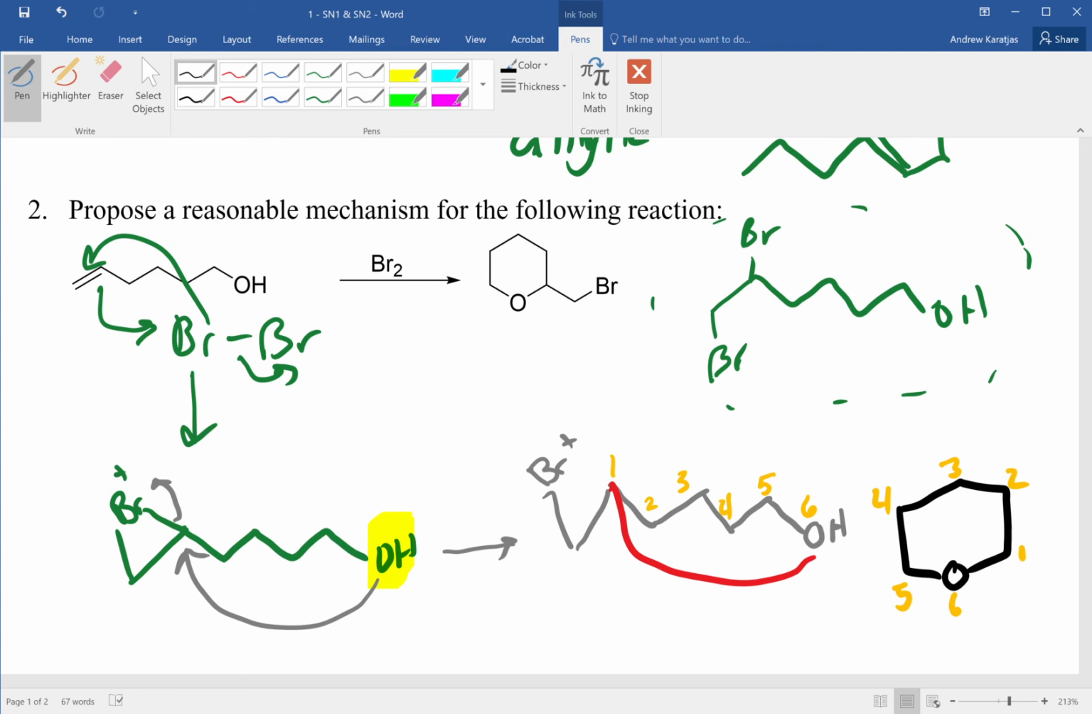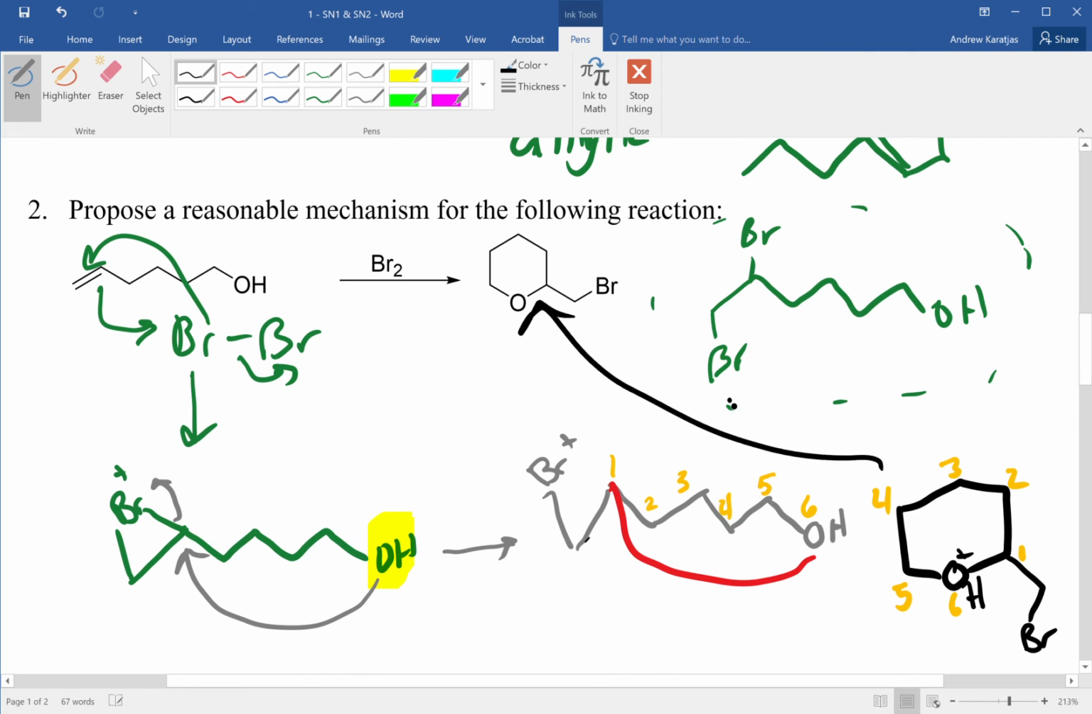So we can see on the first carbon we have a carbon bonded to a bromine. 2, 3, 4, and 5 just have hydrogens, and then oxygen is a cation as well. And so by doing that, we can now see that the only difference between that structure that we have now and our product is that we have to lose a hydrogen. And that's it.